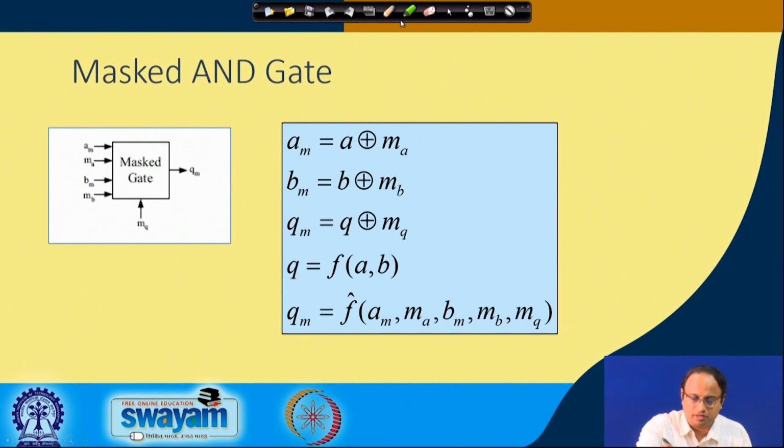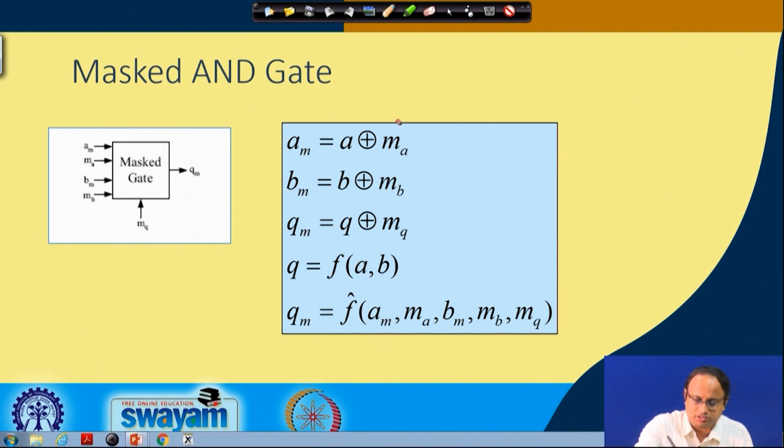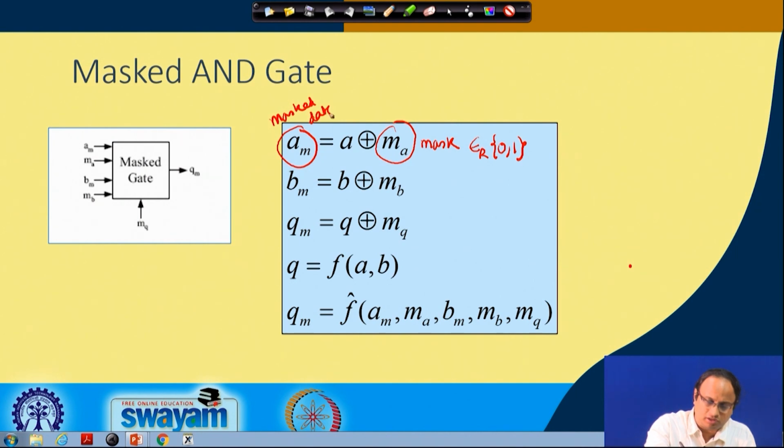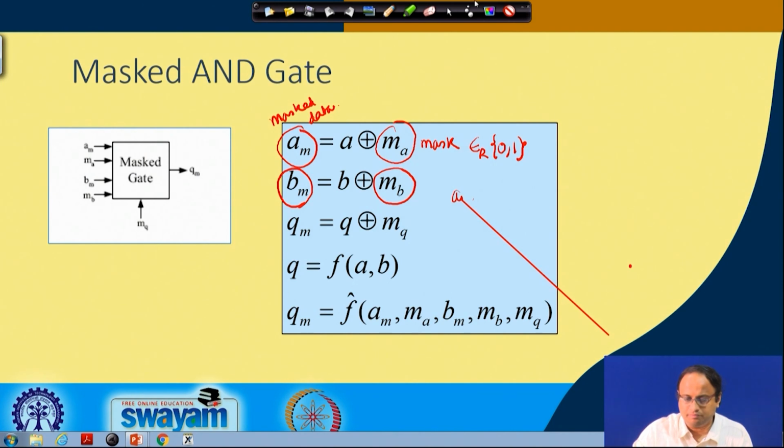Essentially, you have got two parts. You have got this part which is your mask, which is randomly chosen from a 0 or 1 value. On the other hand, this part is what we call the masked data. So, once you create this mask, likewise you also mask B by using the mask MB and creating the masked value BM. Now, your circuit should process on AM.